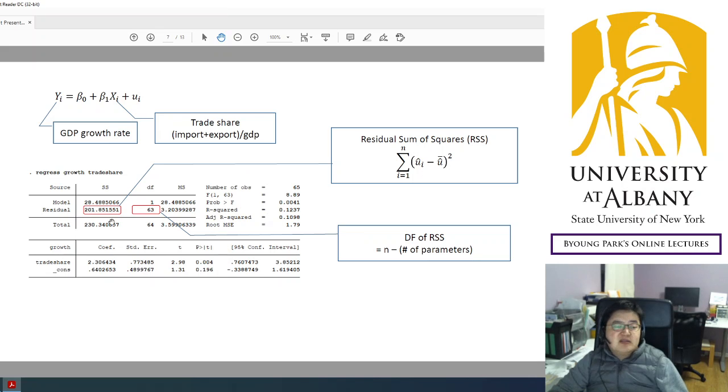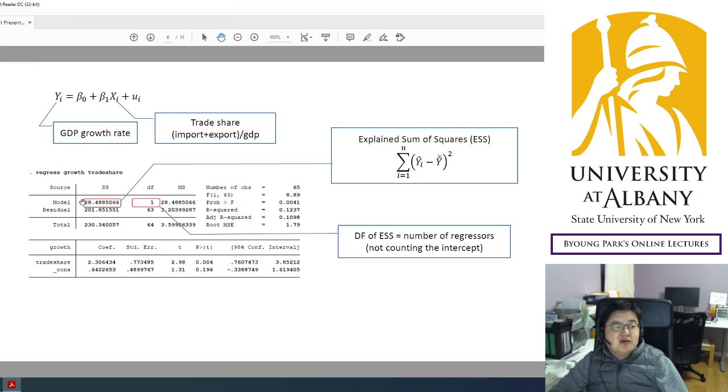And the second row is about residual sum of squares, which is consistent with the name used in our textbook, which is good. By the way, I gave you the names model sum of squares and explained sum of squares, but in some textbooks or some other programs, it is also called the regression sum of squares.